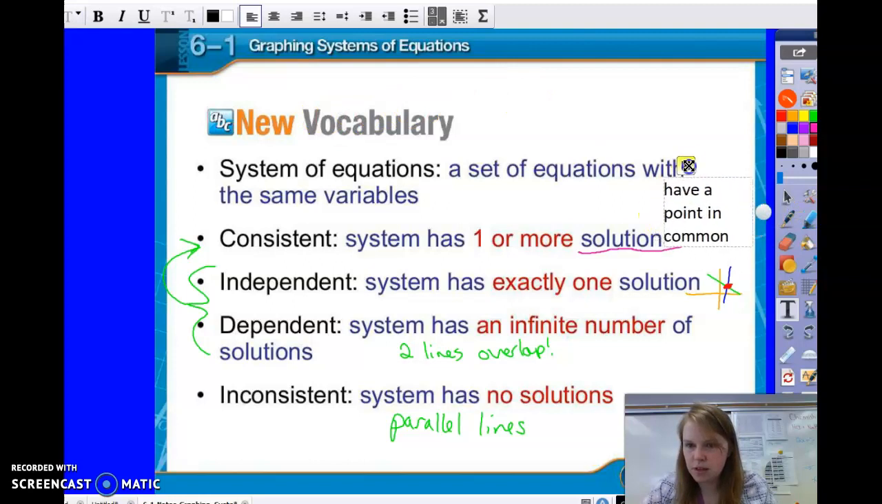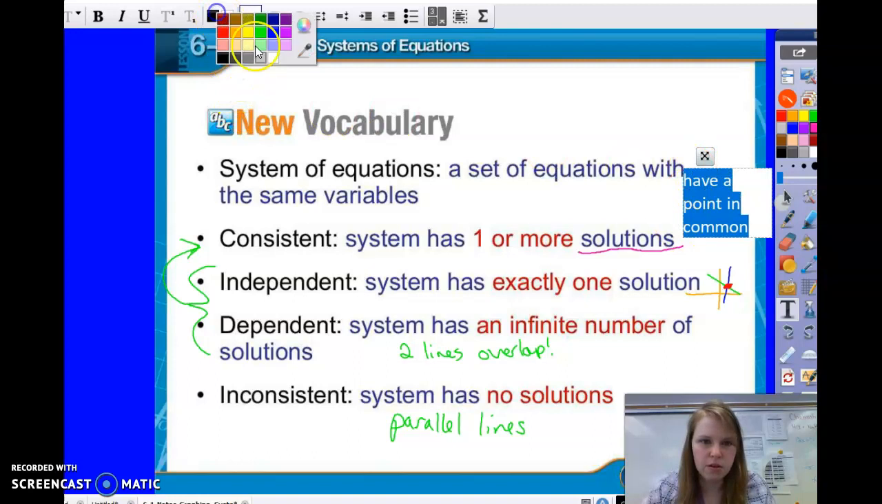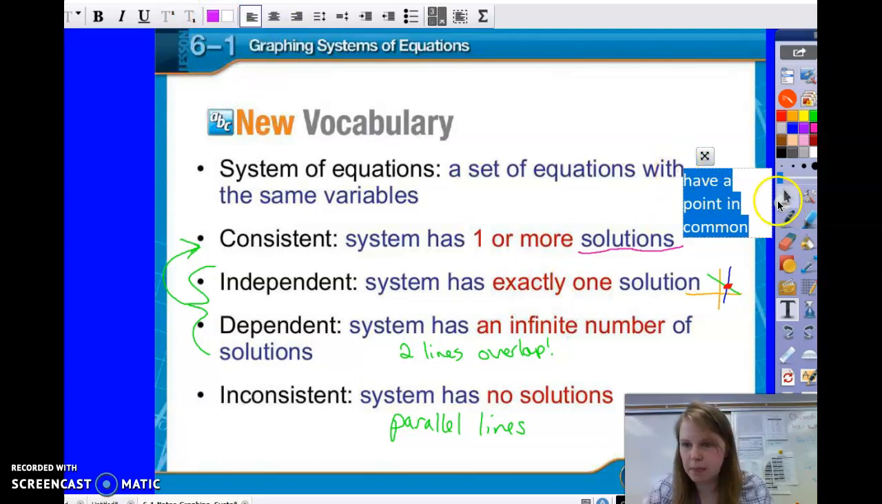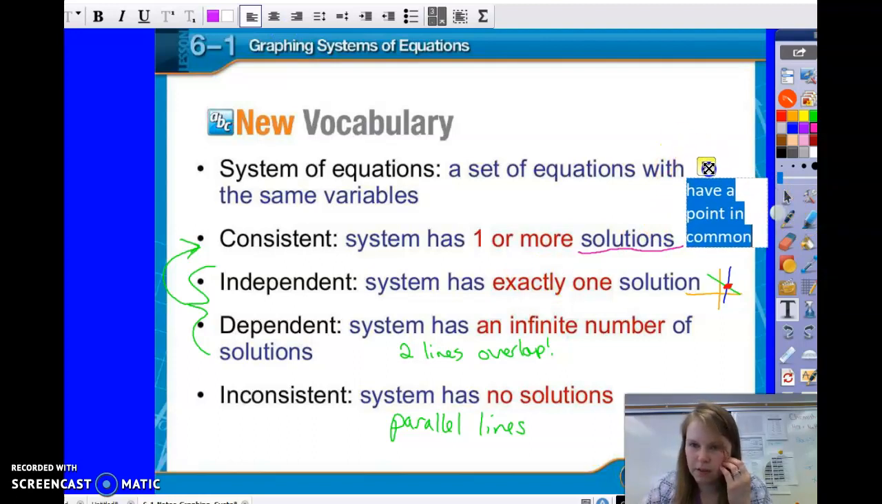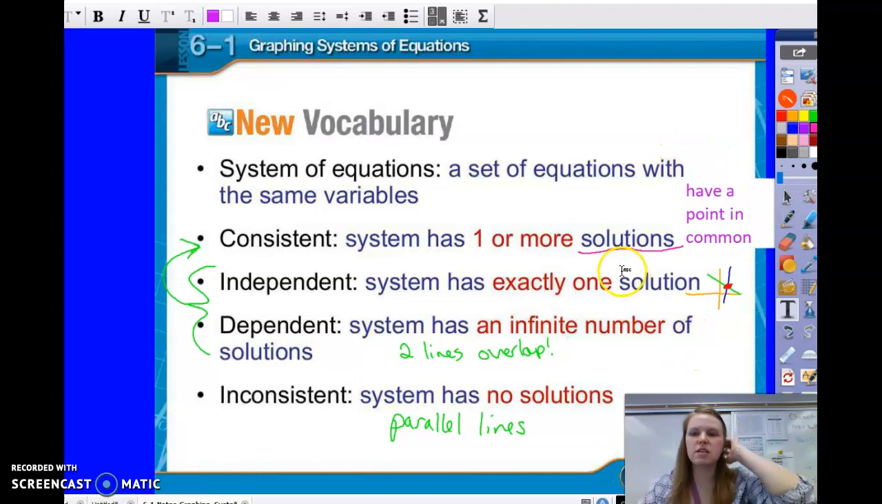I'm going to shorten that up. I'm going to bring that over here, and now let's make that pink also. That might be hard to see. How about purple? Okay. Move that over just a smidge. Okay. So when we say that it has a solution, what we're saying is that it has a point in common, or more than one. So, well, there's a difference then. Does it have one, or does it have more than one?